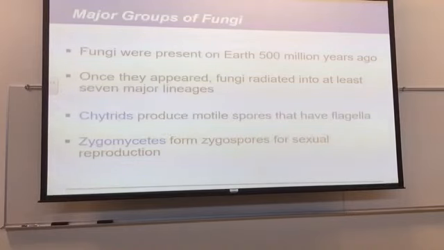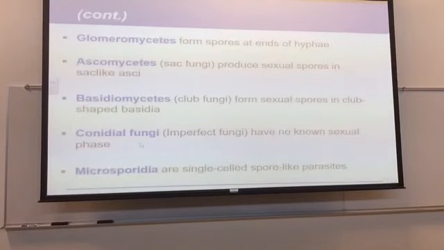So you have the chytrids, the zygomycetes, the glomerulomycetes, ascomycetes, basidiomycetes. Do you see the "my" in all of those? That tells you that. And then you get here to conidial. This is your yeast. And then microsporidia, which is parasitic.